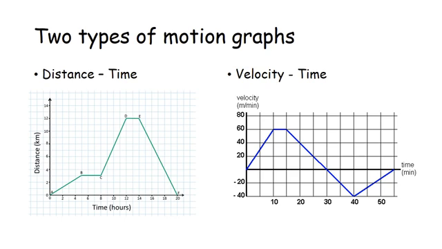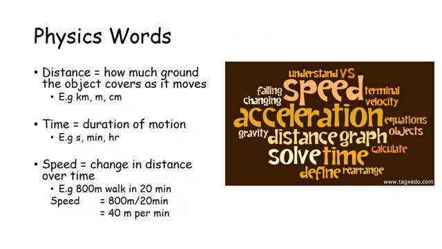So the ones we're going to be looking at this time, distance time graph, pretty obvious if you're looking correctly, is that this one has on the y-axis, it has distance, and on the x-axis you have time. Whereas for the velocity time graph, the big difference is that you've got velocity on the y-axis.